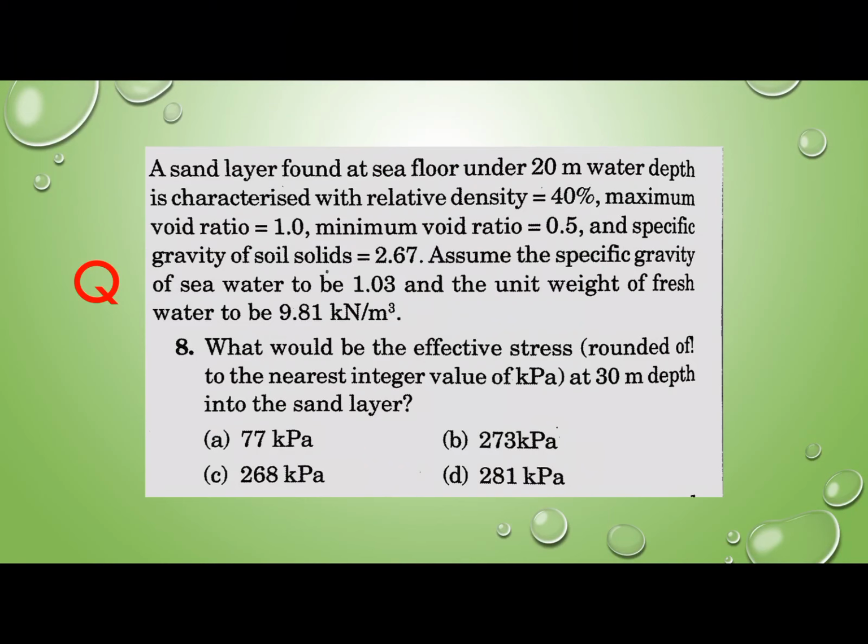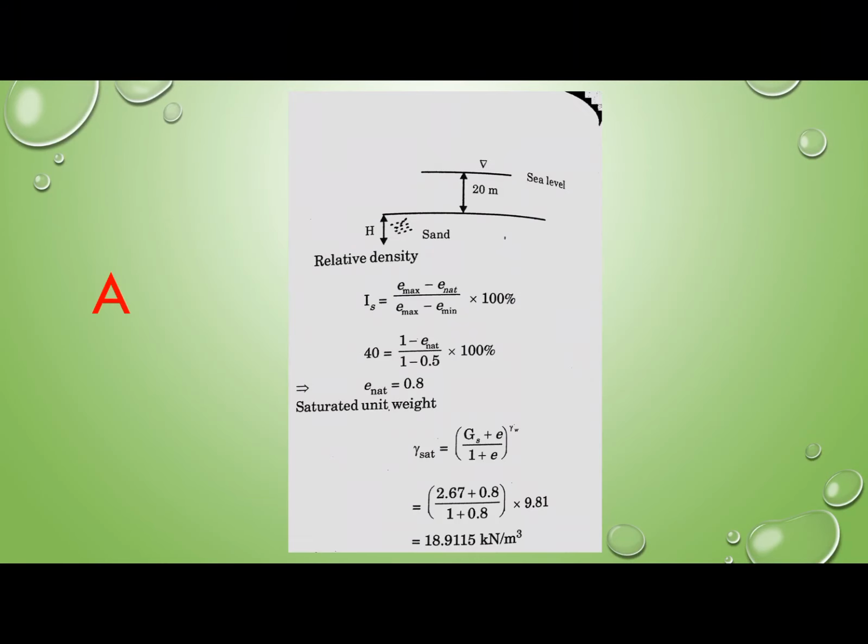So what would be the effective stress, rounded off to the nearest integer value of kPa, kilopascal, at 30 meter depth into the sand layer. So we need to find the effective stress. Before finding the effective stress, let's find out the natural void ratio from the equation for the relative density. So we know the relative density Is is given as E max minus E natural divided by E max minus E minimum into 100. In the equation it is given what is E max, and E minimum is also given.